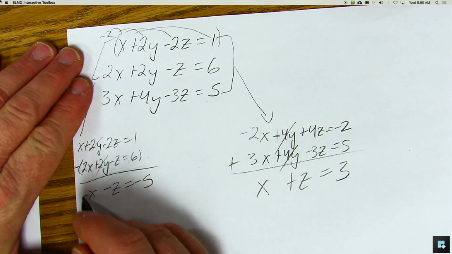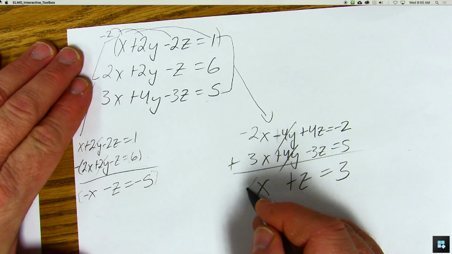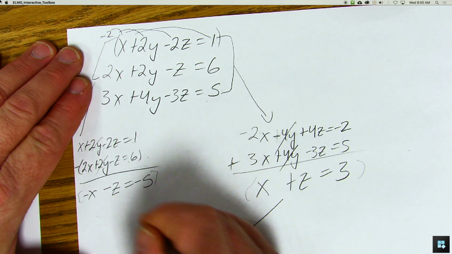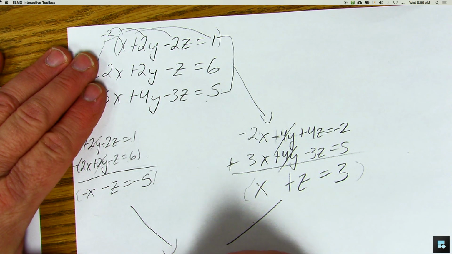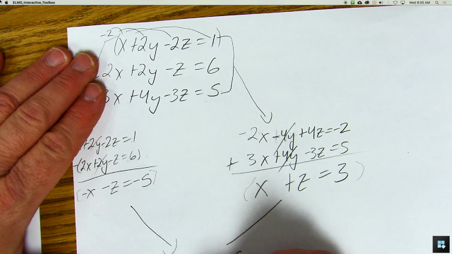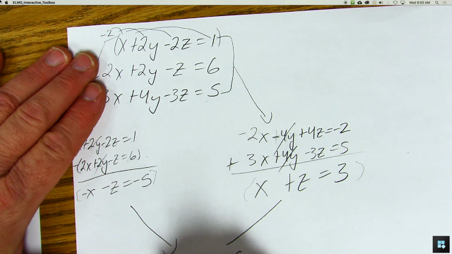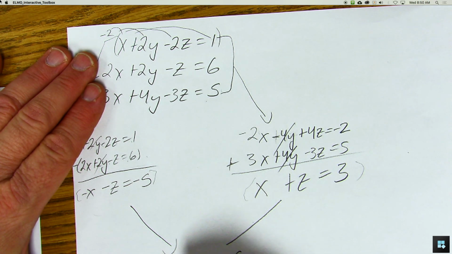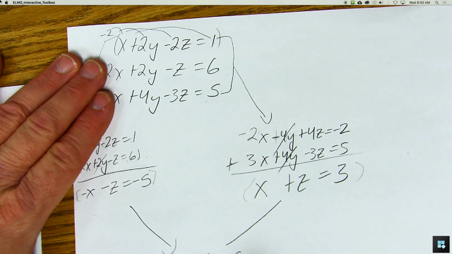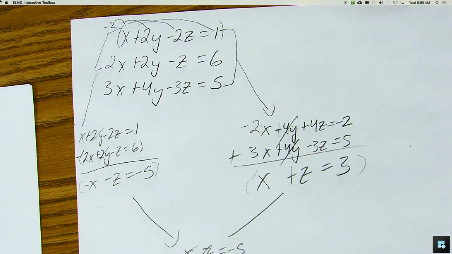So now I'm going to take these two equations here and bring them together, and we're going to eliminate. I have negative x minus z equals negative 5. And I have x plus z equals 3. Now to eliminate, I just need to add those together. These cancel. These cancel. That gives me negative 2, and I get 0 equals negative 2. Again, there lies our problem.